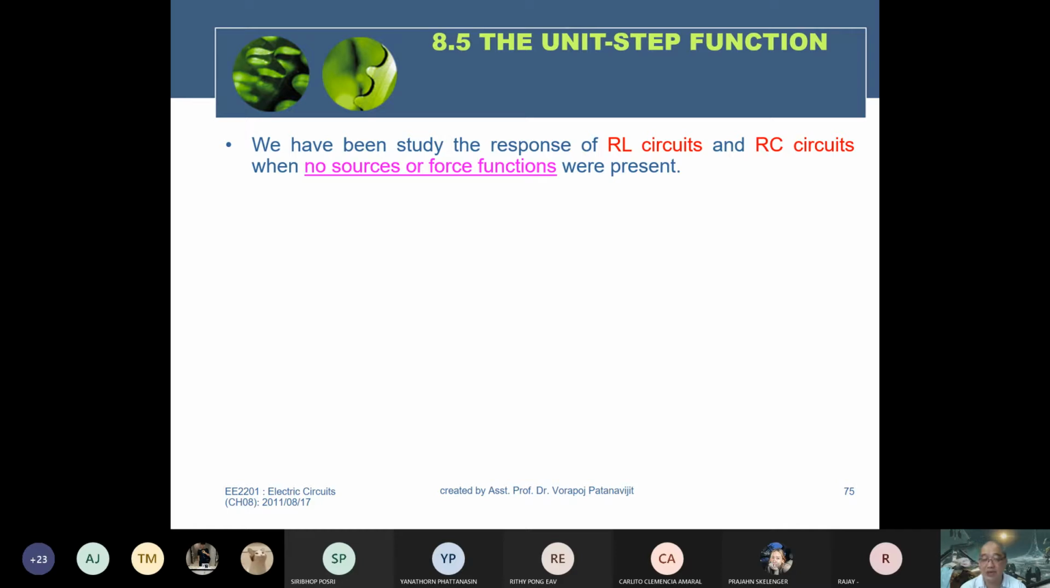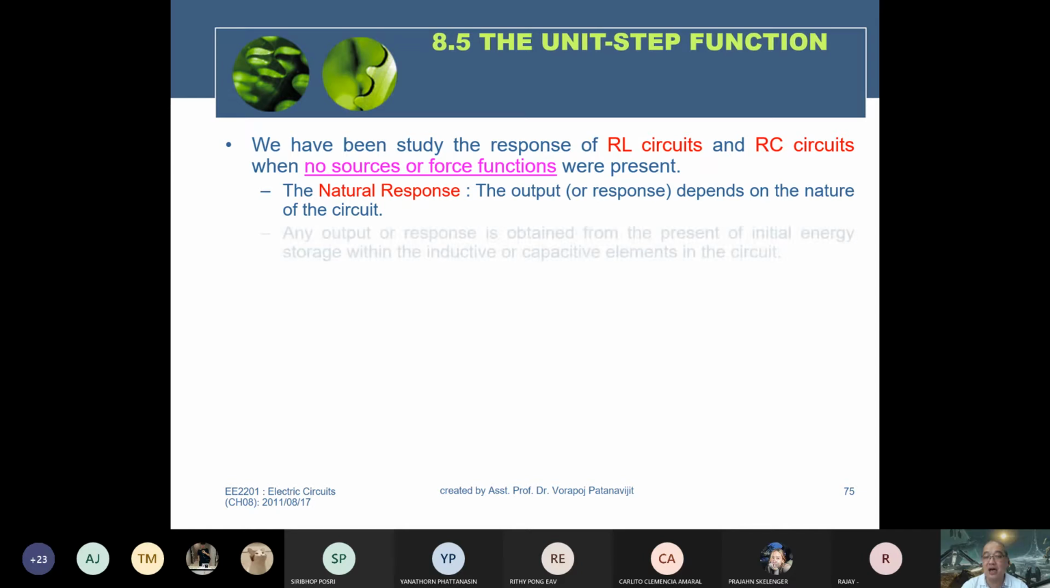Instead, we use the position of the switch like in the previous case. We have studied the response of the RL circuit and the RC circuit when no source or forcing function was present, and we call this the natural response. It means the outputs or responses that depend only on the nature of the circuit. Any output or response is obtained from the presence of the initial energy stored within the inductive and capacitive elements in the circuit.